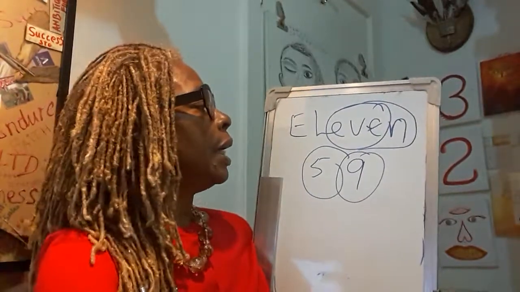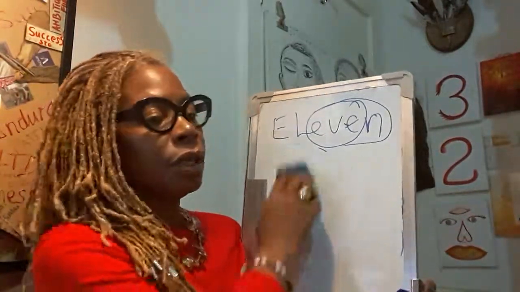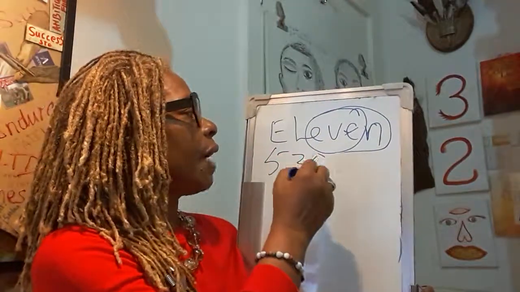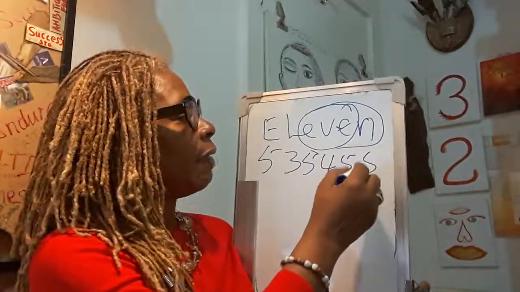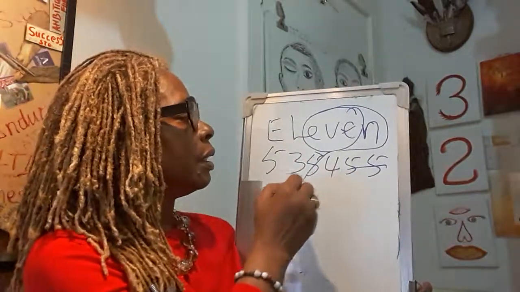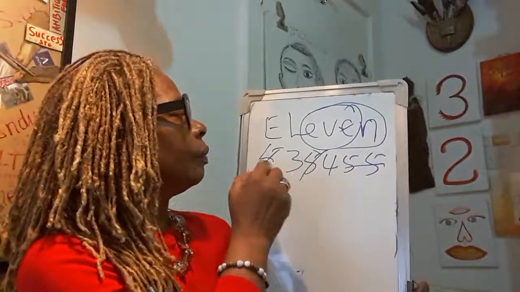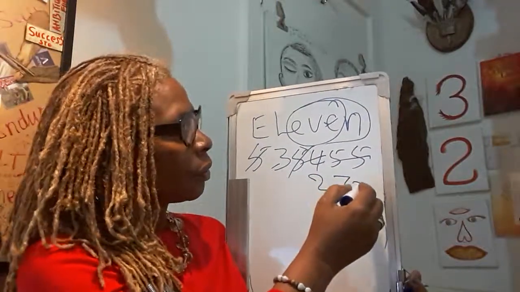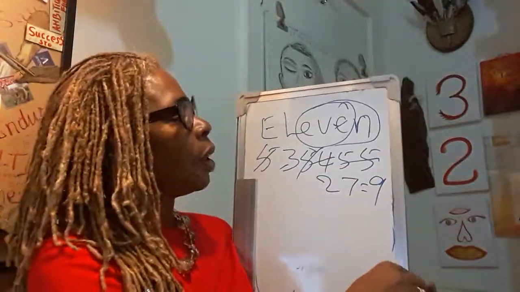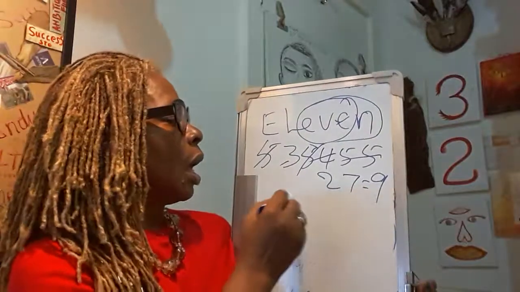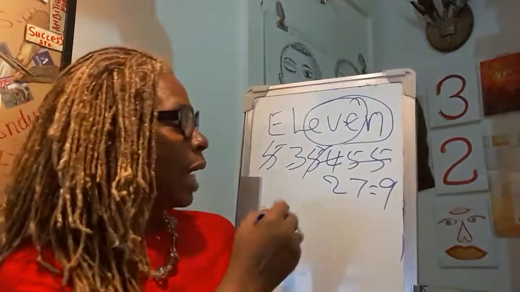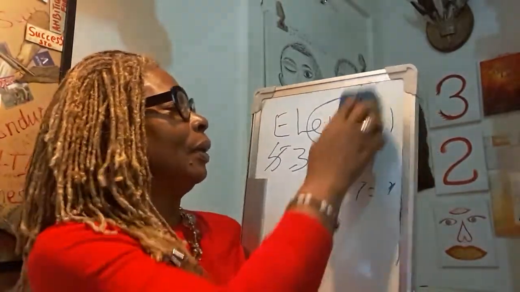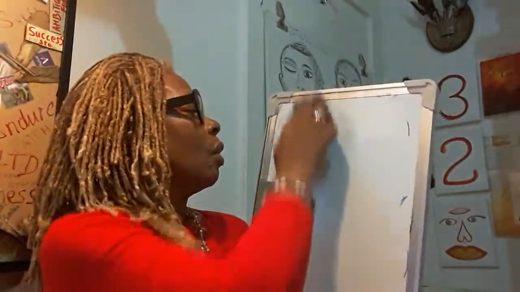So 11, if we add the numerical values of 11, so this is 5, 3, 5, 4, 5, 5, adding this together, this is 15, this is 20, this is 27. 2 plus 7 is 9. So 9, of course, if we did the numerical value for 9, we would have 6. Trust me on that one. And 6, of course, is 7.